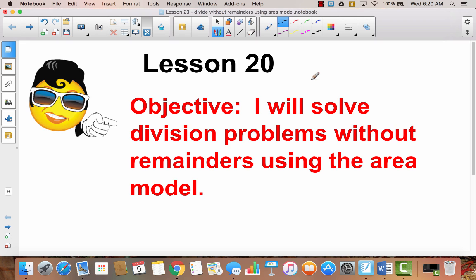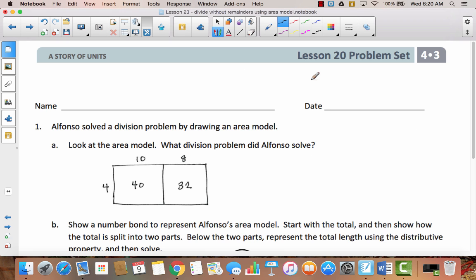I love the way it really makes you understand how division works, so hang in there with me and do your best. And remember, if you don't understand, that just means you don't understand yet, but you have to continue trying. All right, so let's take a look at our problem set. Go ahead and write your name, and then let's take a look at the directions.